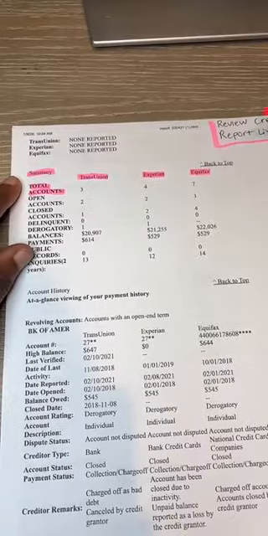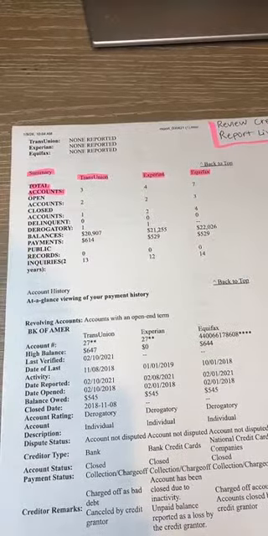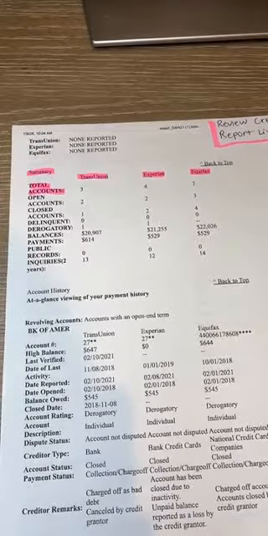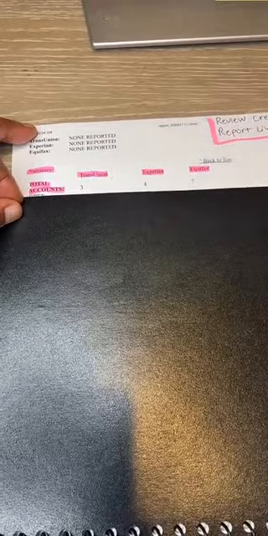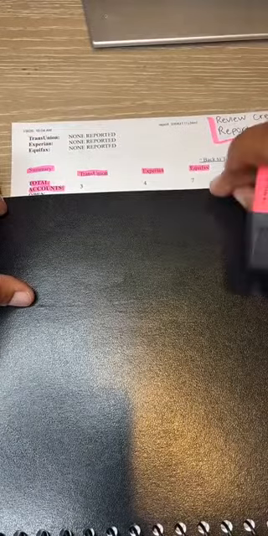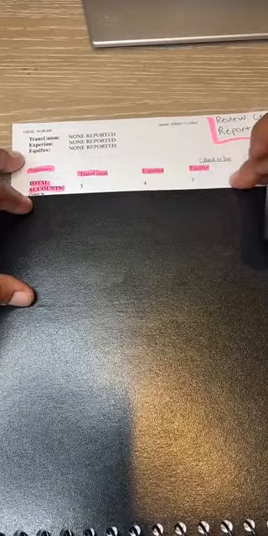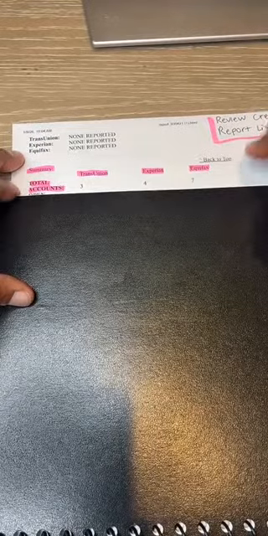Equifax is 7. Why, you may ask? If I have the same accounts across all of the credit bureaus, why are they different? Why are some accounts reporting at TransUnion and not reporting at Equifax? Or why does it look like a bunch of accounts are reporting at Equifax? Well, it's because some accounts only report to certain bureaus.